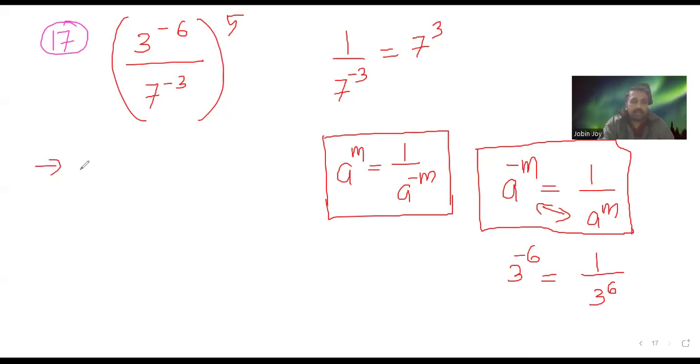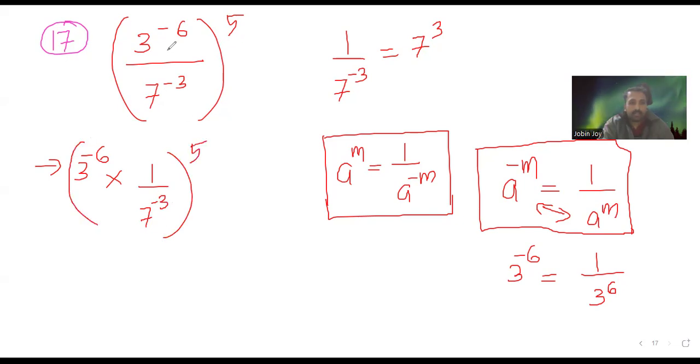So this will be equal to 3 raised to minus 6 into 1 by 7 raised to minus 3, the whole raised to 5, right? This is in the form of this, right? And we know that 3 raised to minus 6 is 1 by 3 raised to 6, into, what is 1 by 7 raised to minus 3? 1 by 7 raised to minus 3 is 7 raised to 3, the whole raised to 5.